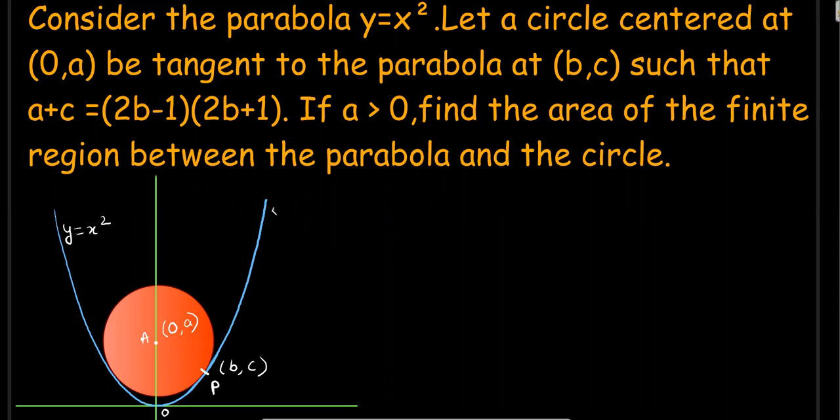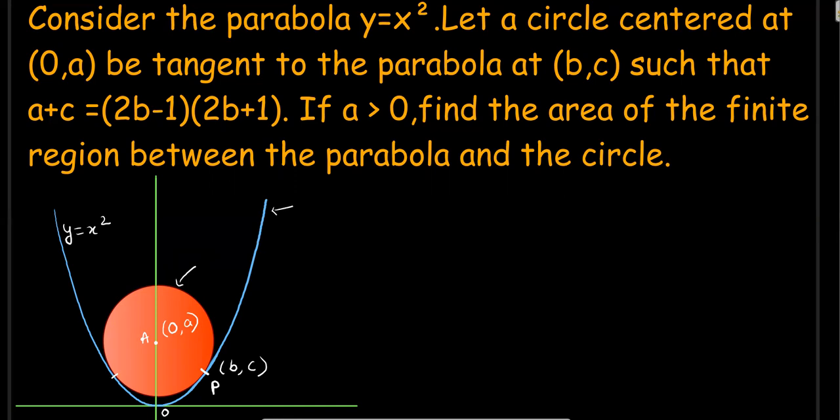Let a circle be centered at (0, a). So this is the red circle that they are talking about. It is centered at (0, a). And secondly, it touches the parabola at (b, c). It can also be there in the second quadrant.